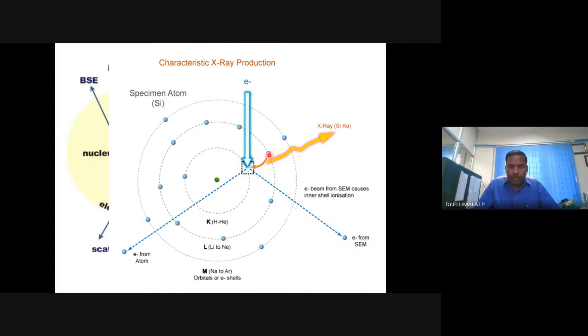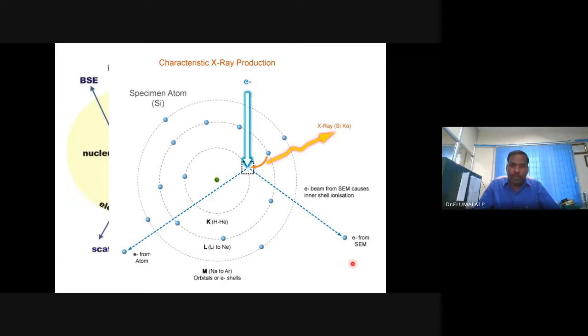And there is a hole created. To fill this hole, an electron can jump from a higher energy to a lower energy. When it does so, it will emit X-rays. This is how you generate the Roentgen rays, X-rays. We have seen it already in the case of X-ray.